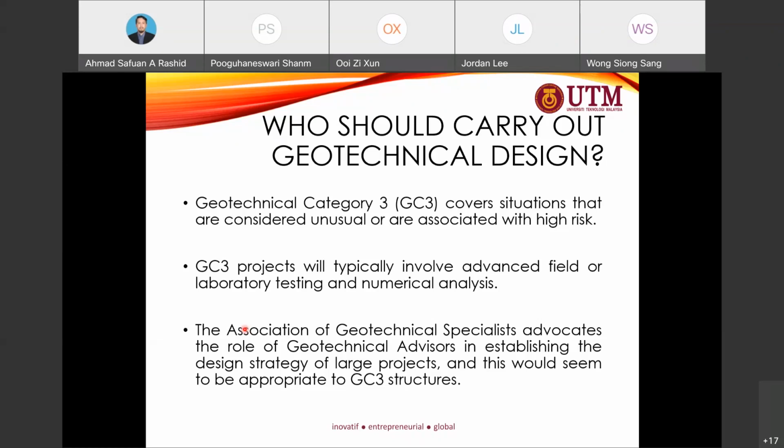So who should decide which is GC1, GC2, GC3? For me, it's based on the experience of the designer. For example, if it is very complicated, then perhaps it can be categorized under GC3.